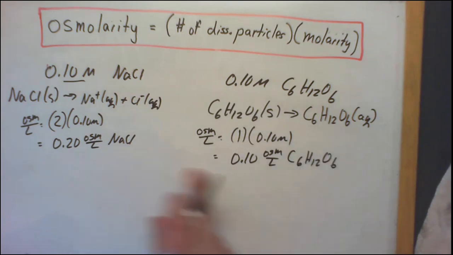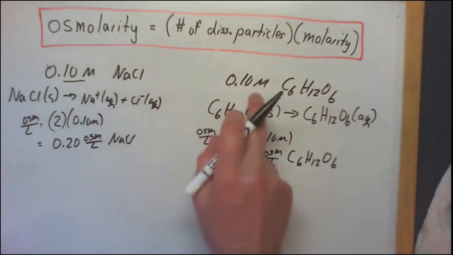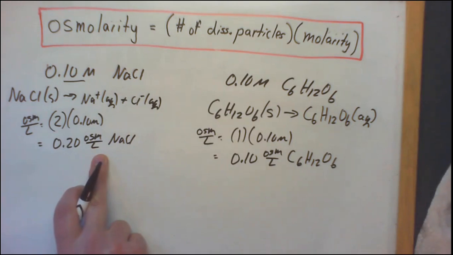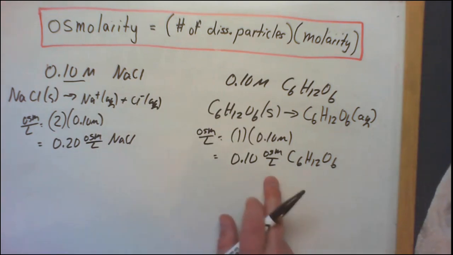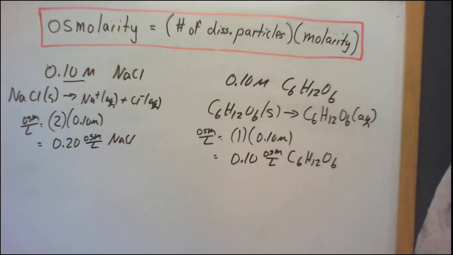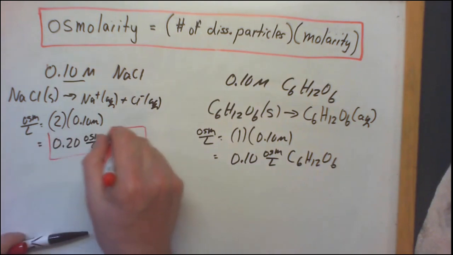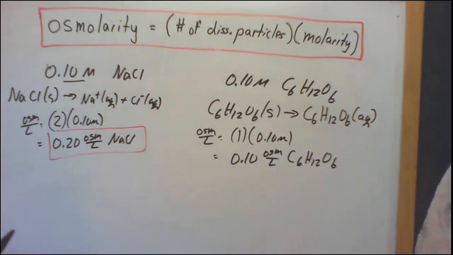So now we have our two numbers to compare. Even though these two solutions are the same molarity, because this solution has twice the osmolarity, 0.2 osmoles per liter versus 0.1 osmoles per liter, and because it's osmolarity that determines the freezing point of the solution, the higher the osmolarity, the lower the freezing point, we can predict that this solution, relatively speaking, should have a lower freezing point.